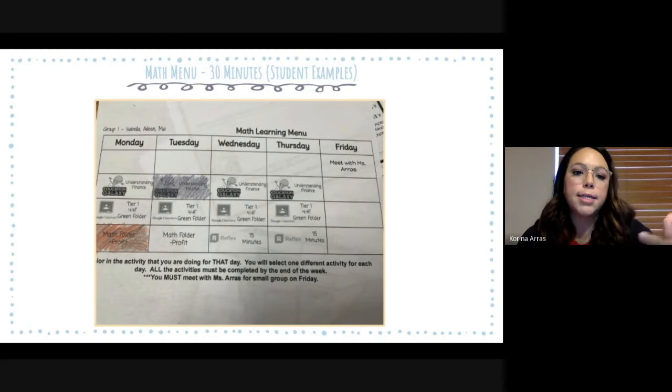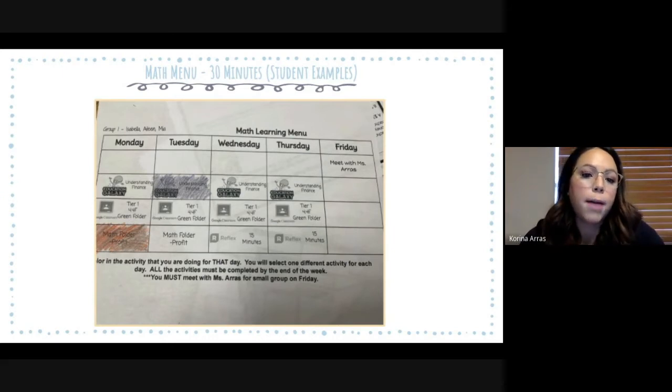So if on Monday, my student wanted to work on her math folder, which was her profit assignment, she colored in that. Once she finished it, she would cross it off everywhere she sees it on her menu. It's just for her to know what she needs to do, but it's her choice to work on what she wants to do for that day. The non-negotiable is that they have to finish those tiered stations and the math folder assignments before anything. Those cannot be unfinished for the week, and then they obviously have to meet with me for small group.